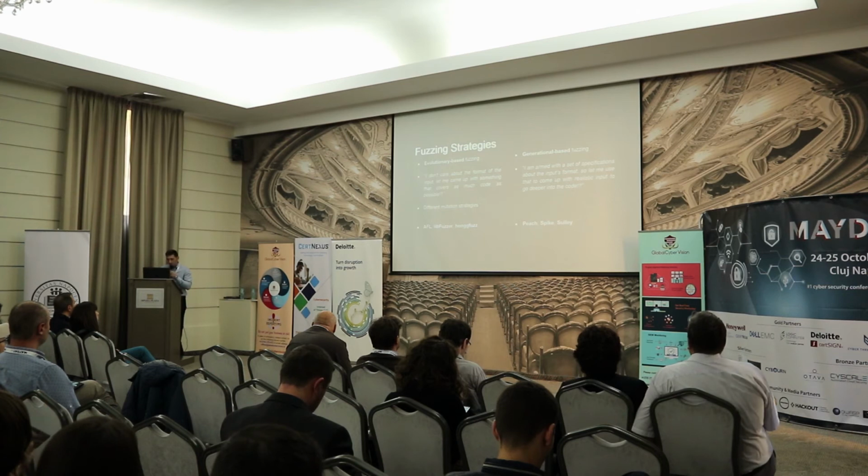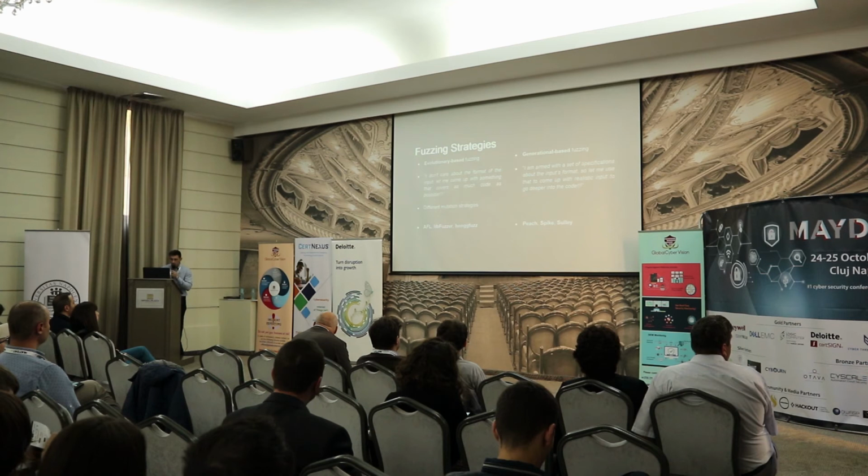And based on this, we essentially favor those mutations that increase our code coverage, which is pretty awesome. And it allows us to identify vulnerabilities as well. On the other side, we have generational-based fuzzing, in which we basically use something called grammar.